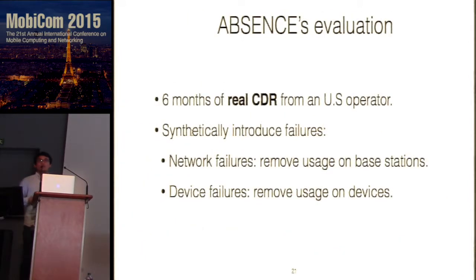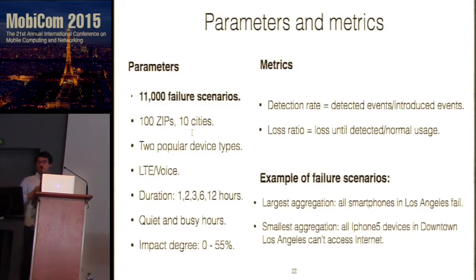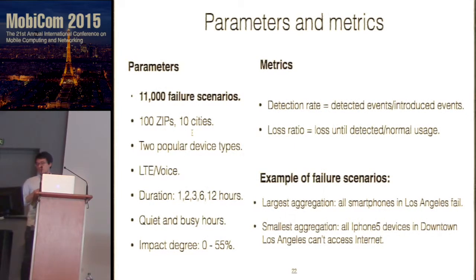So how can we evaluate such a system? We use 6 months of CDR records from a real operator, and then we introduce failures into that CDR to mimic network failures and device failures. So we have 11,000 failure scenarios that uniformly cover 6 different parameters of the failure in the network.